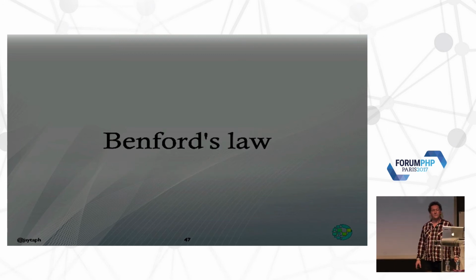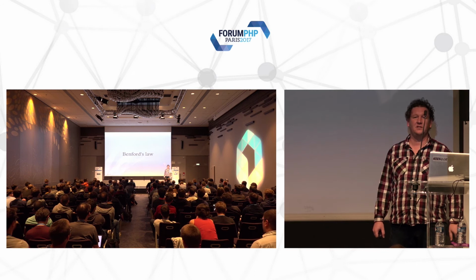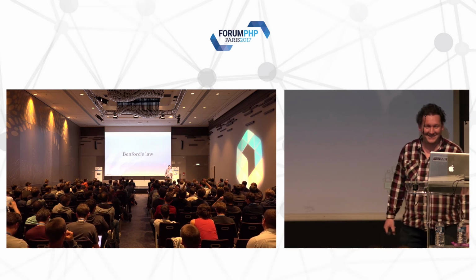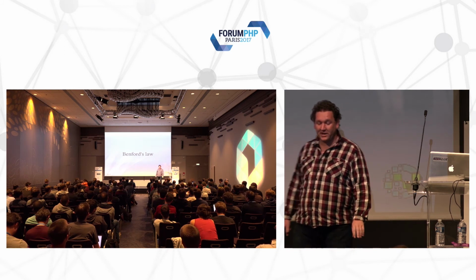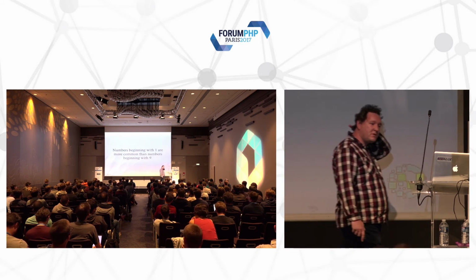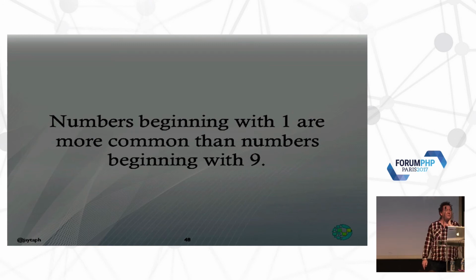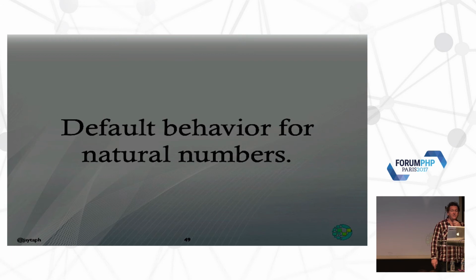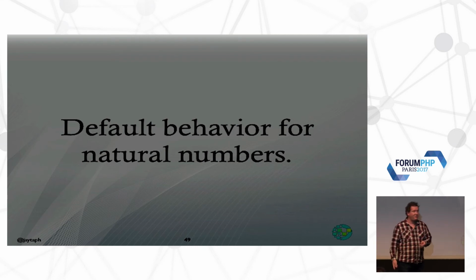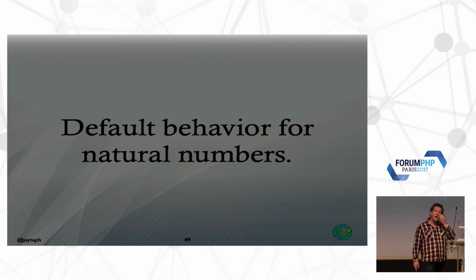Let's talk about Benford's law. How many of you know Benford's law? How many of you pay taxes? I don't. Now, Benford's law is actually really nice. Benford's law says numbers beginning with a 1 are more common than numbers beginning with a 9. This is a default behavior for natural numbers. So for instance, if I take the top 25 largest rivers in the world, then most rivers will have a length starting with the number 1, a little bit less starting with 2, less with 3, etc. And I can do that for all kinds of things that I can think of.